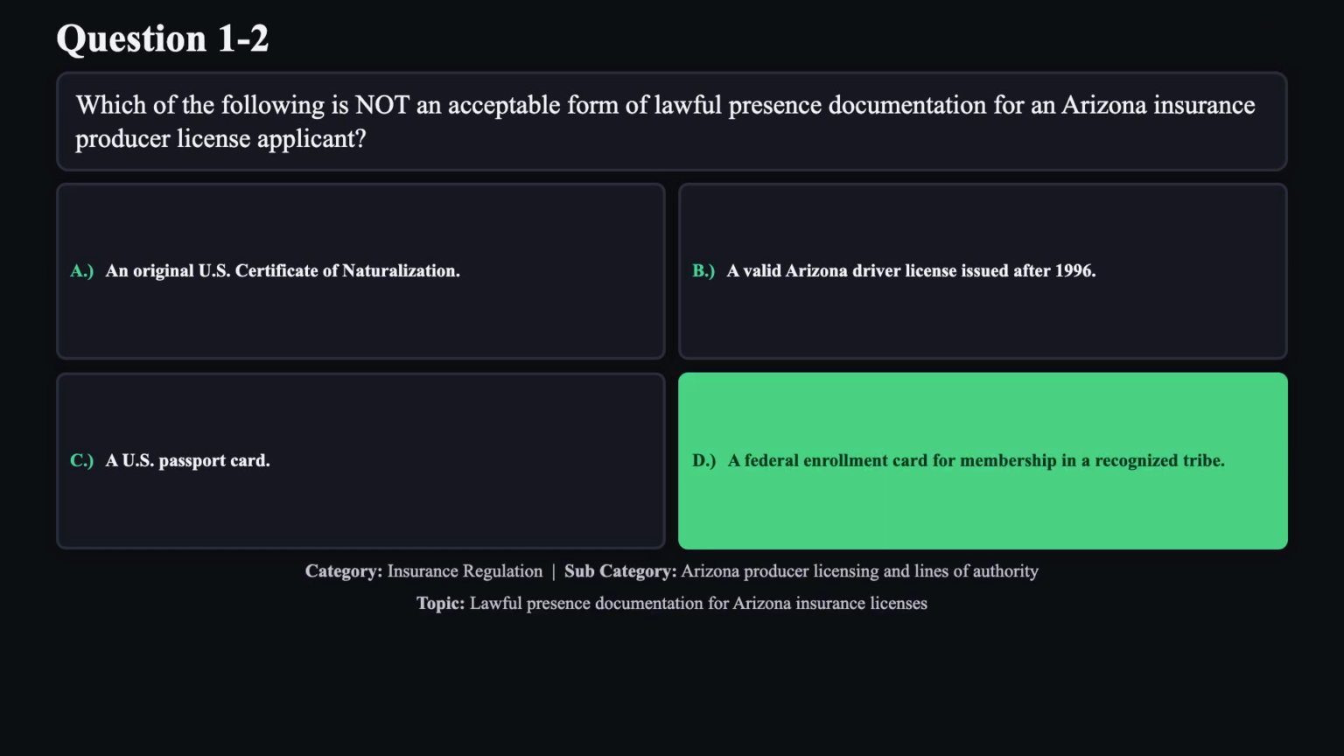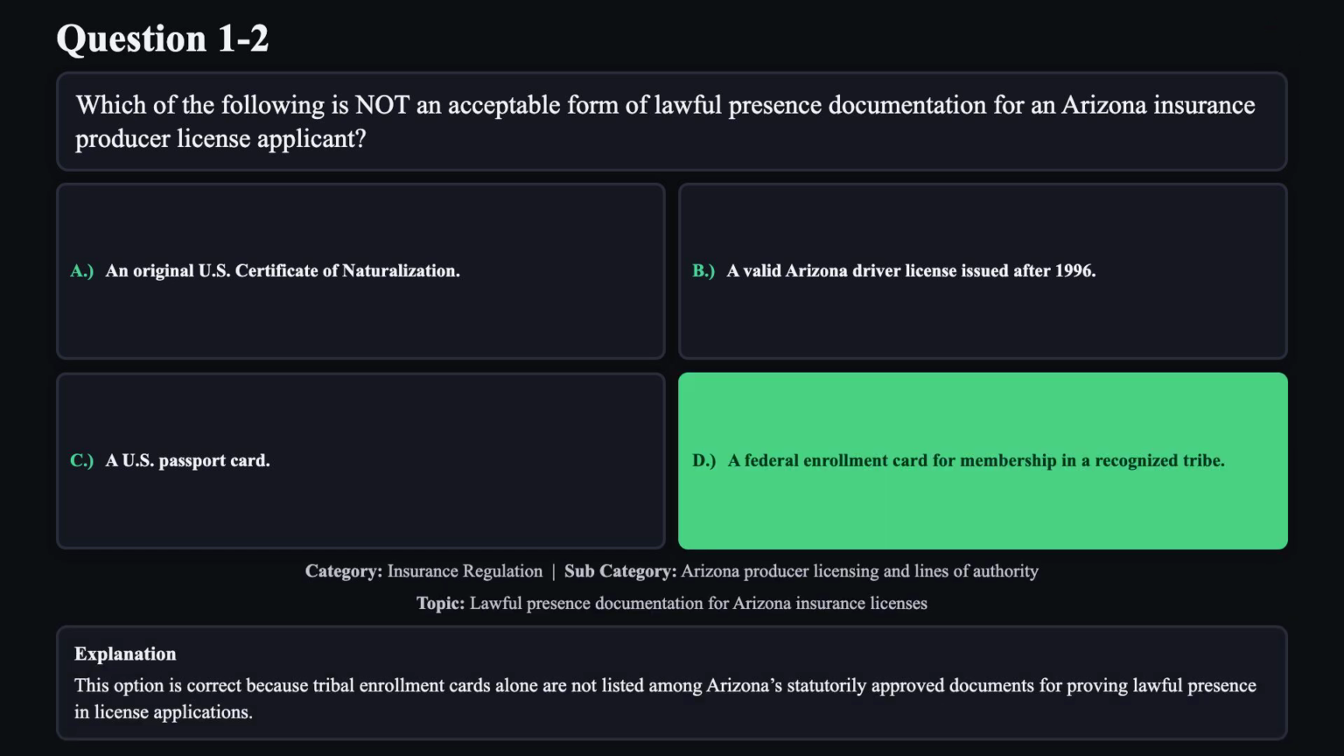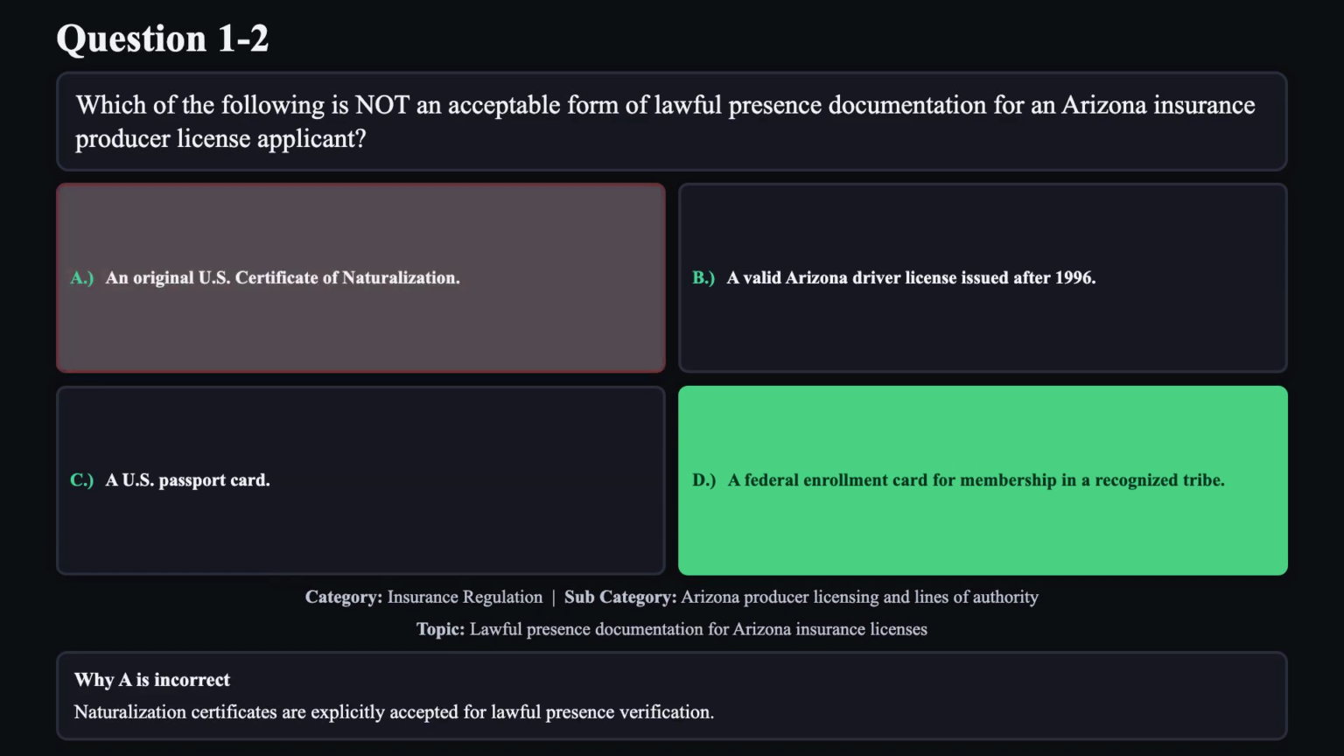The correct answer is D. This option is correct because tribal enrollment cards alone are not listed among Arizona's statutorily approved documents for proving lawful presence in license applications. Reason A is not correct.